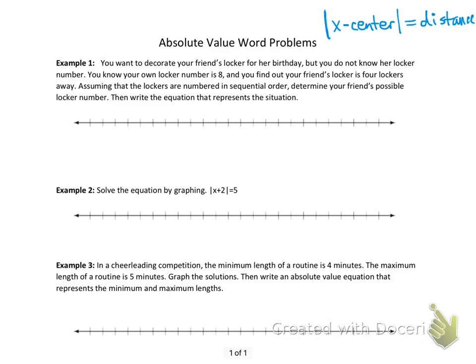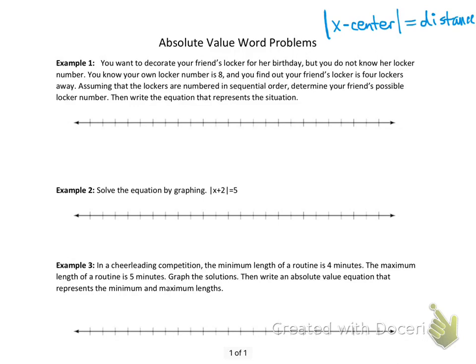If you want to decorate your friend's locker for her birthday, but you do not know her locker number, you know your own locker is number 8, and you find out your friend's locker is 4 lockers away. Assuming that the lockers are numbered in sequential order, determine your friend's possible locker number. Then write the equation that represents the situation.